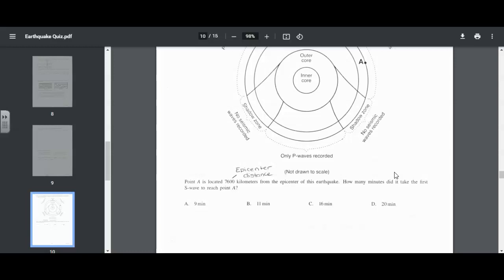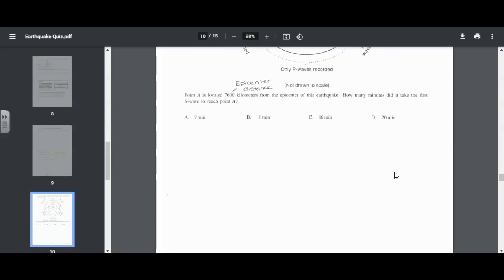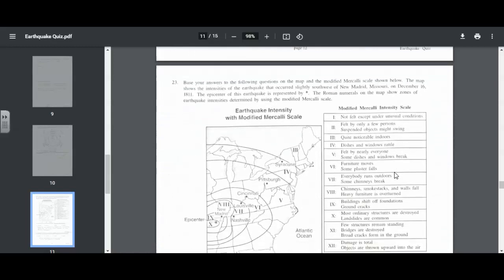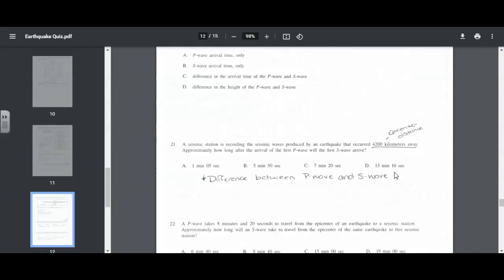How many minutes did it take the first S wave to reach point A? Okay, so we know the epicenter distance. How many minutes does it take for the S wave to get there? This is where my numbers get a little screwy.